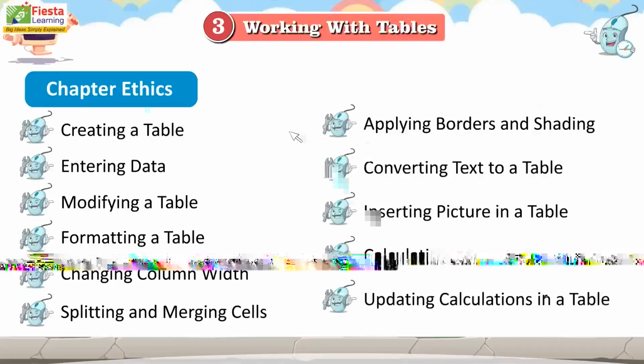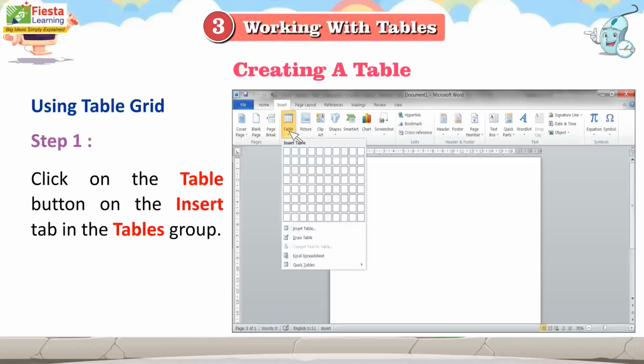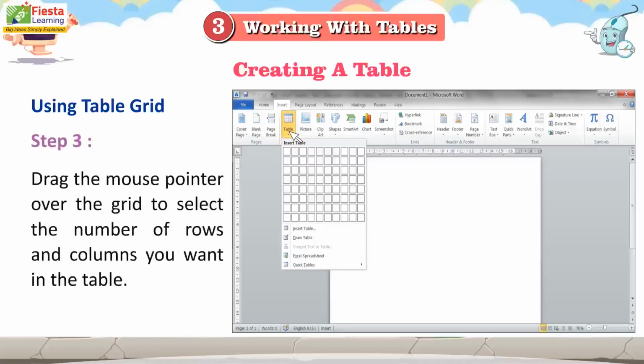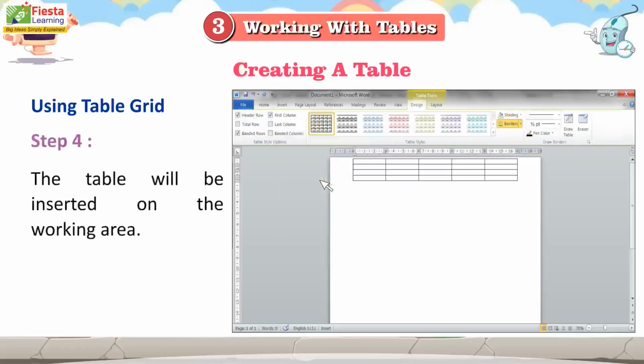Step 1. Click on the Table button on the Insert tab in the Tables group. Step 2. This will open a drop-down menu that contains a grid. Step 3. Drag the mouse pointer over the grid to select the number of rows and columns you want in the table. Step 4. The table will be inserted on the working area.